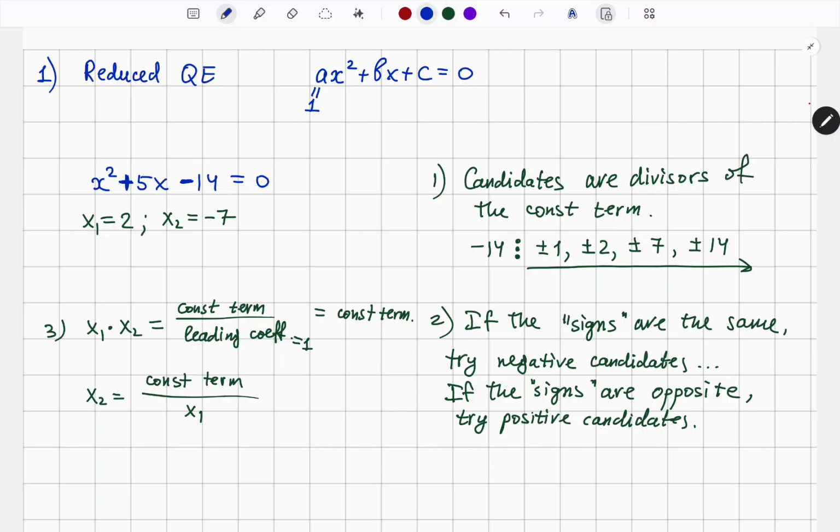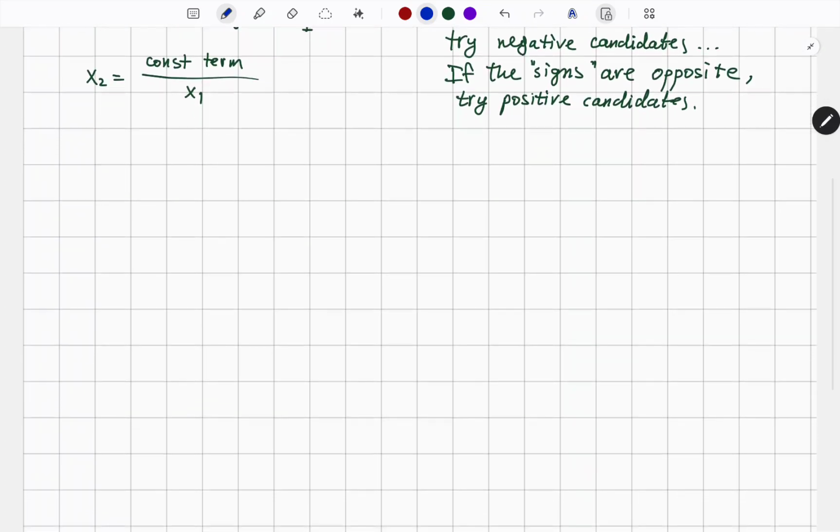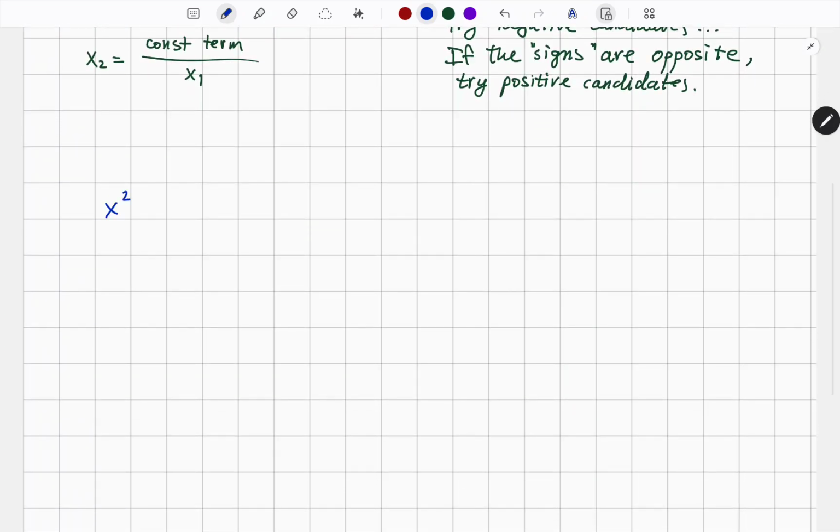So let's have some practice. x squared plus 3x minus, let's say, 40 is equal to 0. The signs that are used in the quadratic equation are opposite again. So what are the candidates? Minus 40 is divisible by plus or minus 1, plus or minus 2.